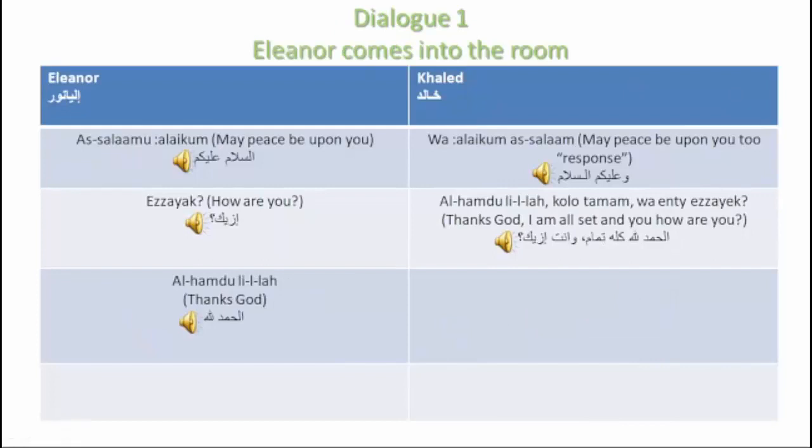Then we move to part 2 of dialogue 1. When Eleanor comes into the room, Eleanor is a girl's name. She starts the dialogue by saying السلام عليكم. Now you notice that Assalamu alaikum is frequently repeated in most of the Arabic dialogues because it is the most popular greeting all over the Arab world. Eleanor said Assalamu alaikum. Khalid responded by saying وعليكم السلام. ازيك. Eleanor said ازيك. How are you? She said how are you to Khalid.